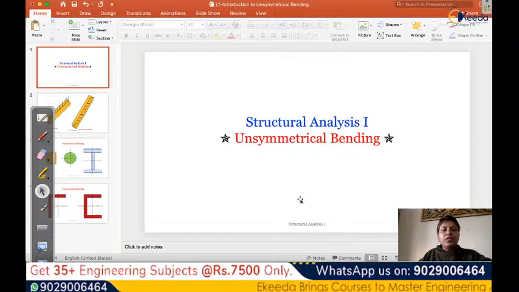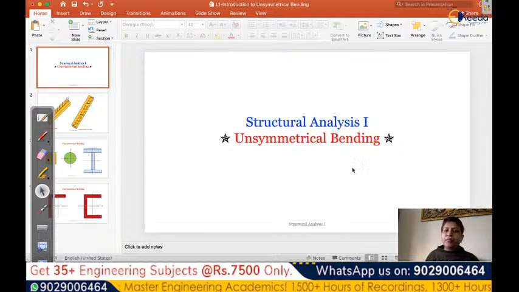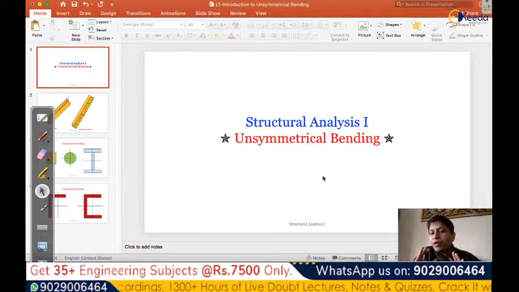Welcome to Ekeeda, and today we are going to solve a problem based on unsymmetrical bending. Symmetrical bending we know. So what could be the unsymmetrical bending, and how does it happen? What is the reason behind unsymmetrical bending? As the word resembles, it's not symmetrical, right?